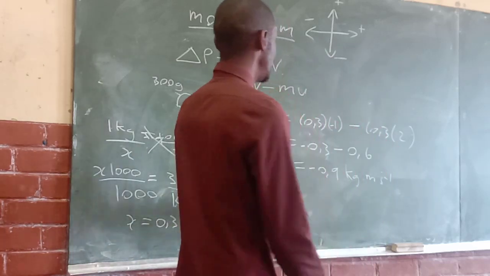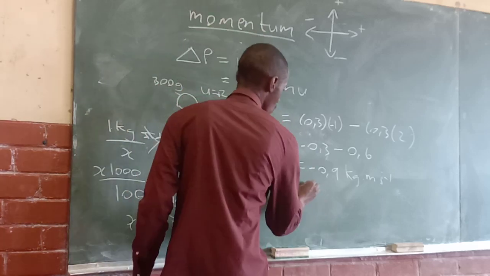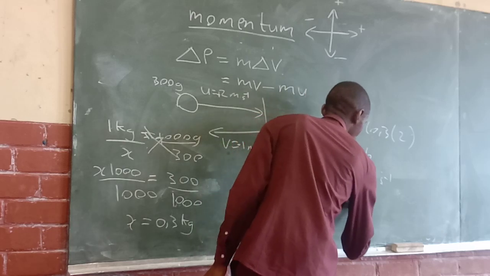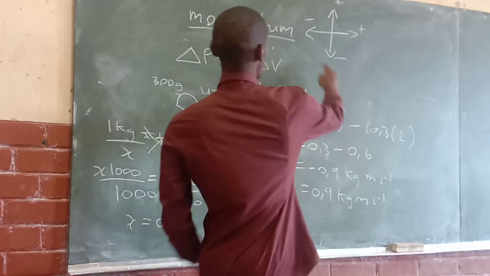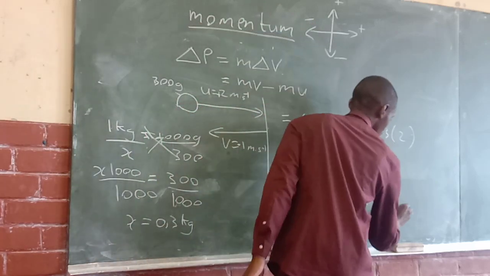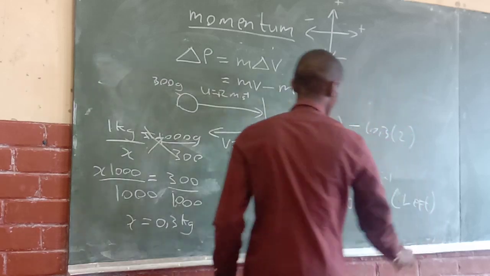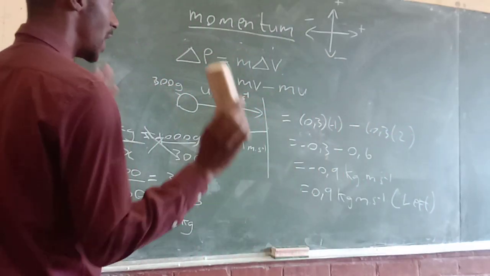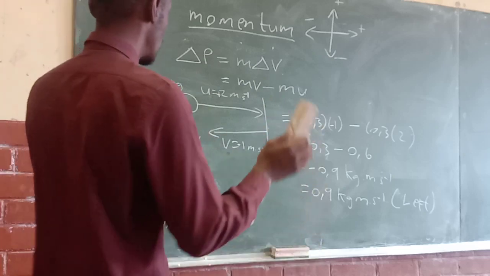So there is no negative momentum. The negative only indicates the direction. So I'll go on and say now 0,9 kg meters per second, and since it's negative, we know negative is to the left. So this is how I answer such questions. If it's asked me, calculate the change in momentum. The first case is the question that was asked was calculate the momentum.